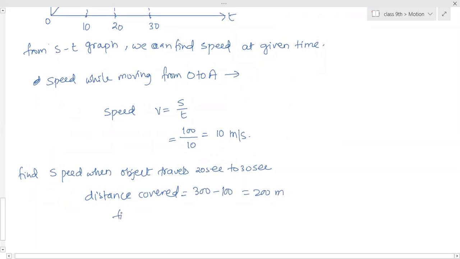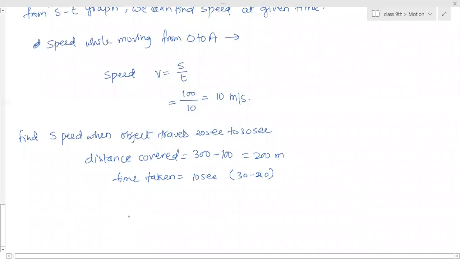And how much is the time taken? 10 seconds, that is 30 minus 20. So what is the speed? Distance divided by time, 200 by 10, that is 20 meters per second. Is it clear? Yes, ma'am.